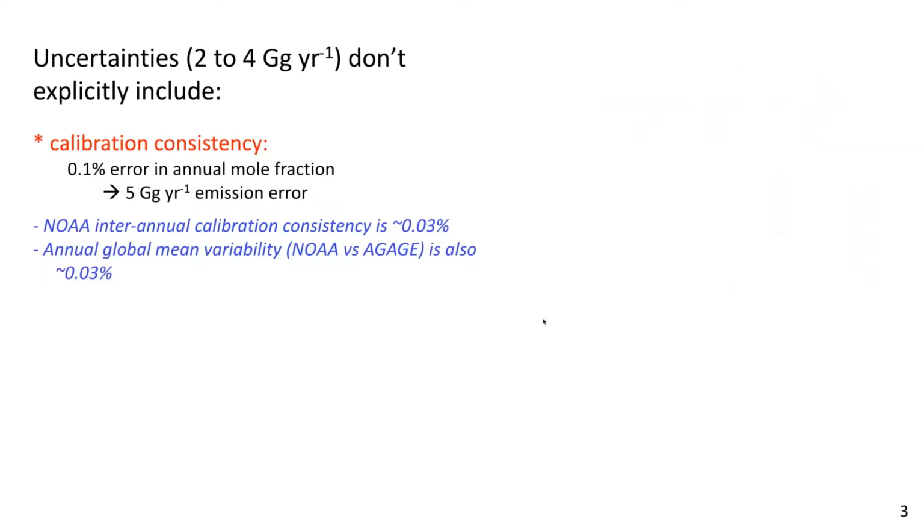The uncertainties of 2 to 4 gigagrams a year don't explicitly include calibration consistency from year to year. And this is potentially significant. A 0.1% error in our ability to maintain a consistent calibration from year to year would lead to a 5 gigagram per year emission error. That's substantial. But in fact, we think our ability to maintain calibration consistency is better than that, about 3 times better. When we look at the interannual change in global mean surface mole fractions between NOAA and AGAGE, we get a similar estimate for our ability to maintain calibration consistency.